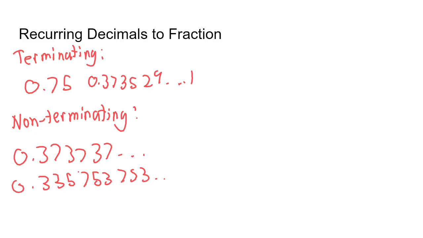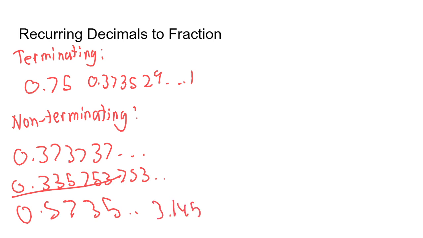That is a recurring decimal. A non-recurring, non-terminating decimal would just be one that has a random pattern, and there's no way to predict it. Pi is a very famous one. These are irrational numbers. These types of numbers are always going to be irrational, which means you can't write them as a fraction, but you can write the recurring ones as a fraction.